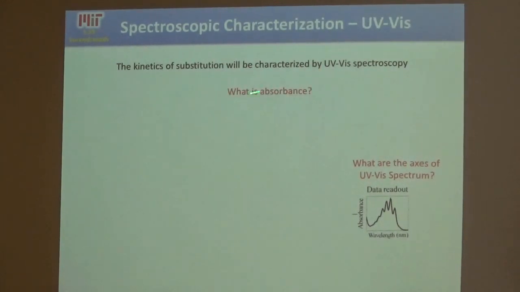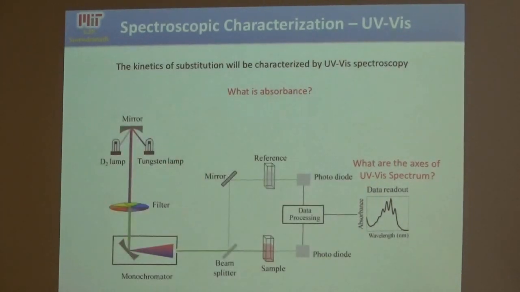So the question is, what really is absorbance, that y-axis? Absorbance is really determined by, well, first for a moment, we can look at how the spectrometer actually works. What you essentially have is a broadband light source, usually a deuterium lamp or a tungsten lamp.